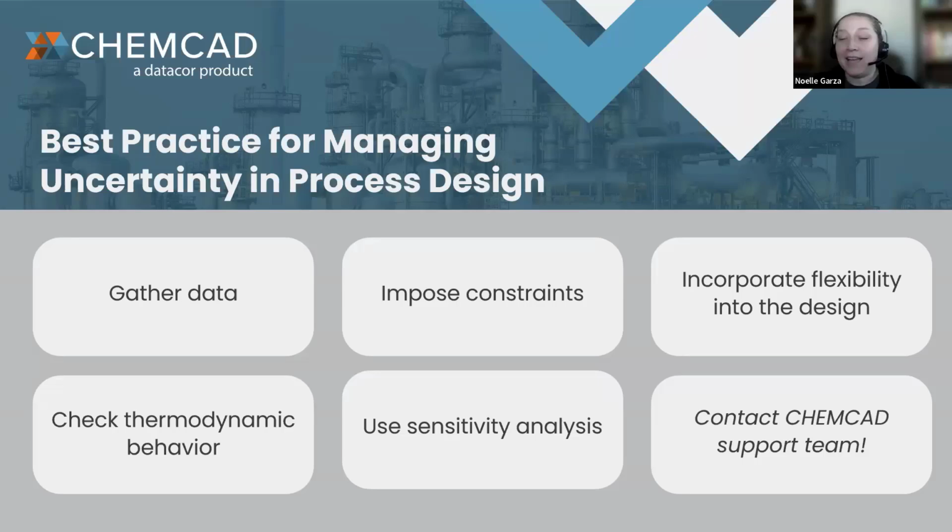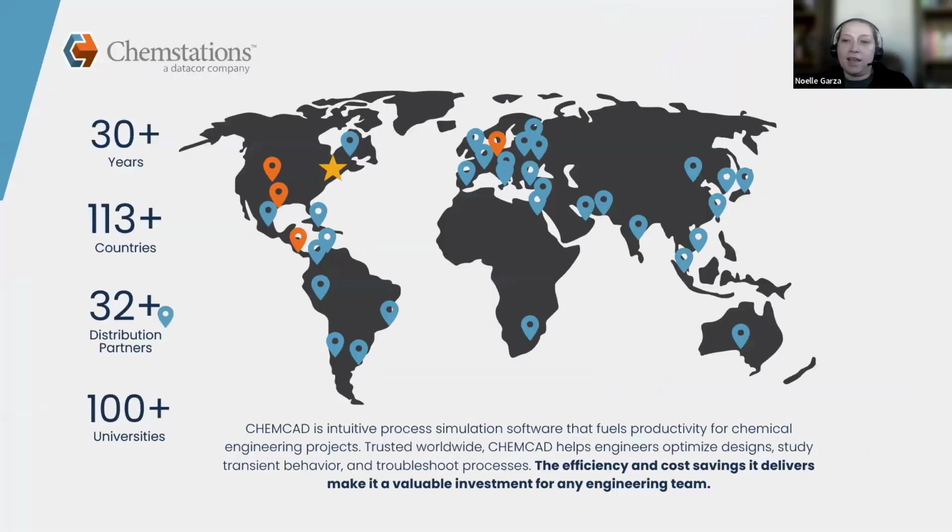And finally, last but not least, something I hadn't talked too much about: contact the ChemCAD support team. I know I'm biased, but I really think that they are an amazing team. They're very helpful and they're very happy to hear from customers and to help customers figure out how to get the most out of ChemCAD and how to get accurate behavior and outcomes coming out of their simulator. And so that's everything about ChemCAD and managing uncertainty in your process design.